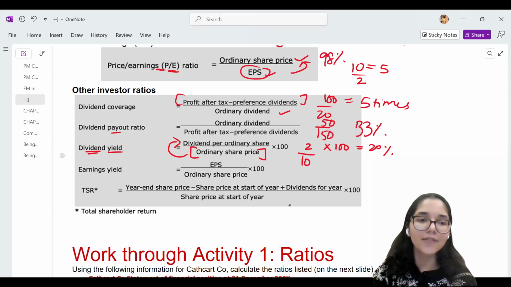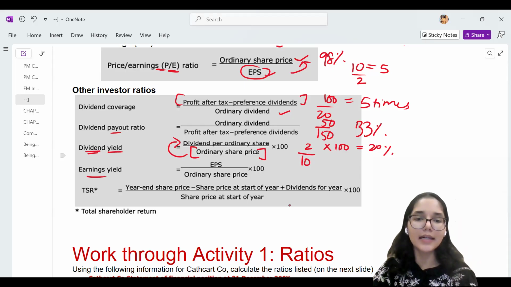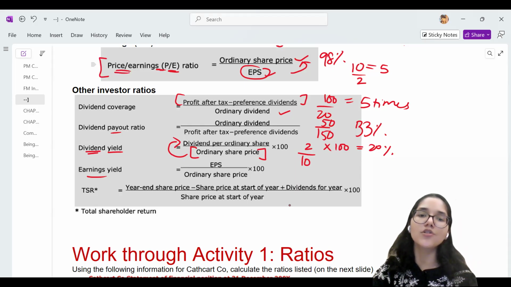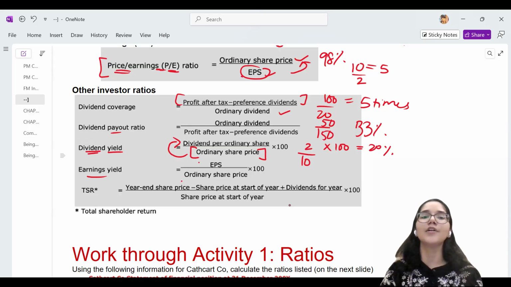Another ratio that we have in the investor ratios is the earnings yield. What is the earnings yield? It is the EPS divided by the ordinary share price. You can see this is the exact opposite of the PE ratio. PE ratio is share price upon EPS. Earnings yield is EPS upon the share price. So these are the inverse of each other.